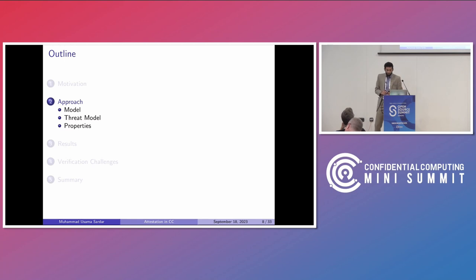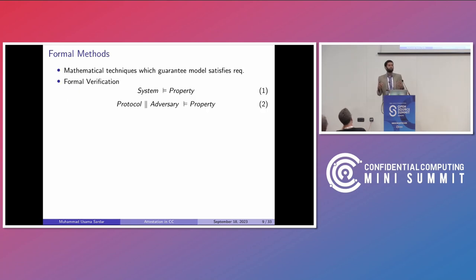Okay, so I will now describe a little bit about the approach that we have taken for this problem of formal verification. I would like to go by three steps, namely the model, threat model, and properties. I will describe why it is so. Firstly, I will give some introduction of what formal methods are. I think we all understand the importance of doing scientific reasoning for that. What formal methods do is that we have mathematical techniques that guarantee that the model satisfies some specific set of requirements. That's the whole high-level bit of formal methods.